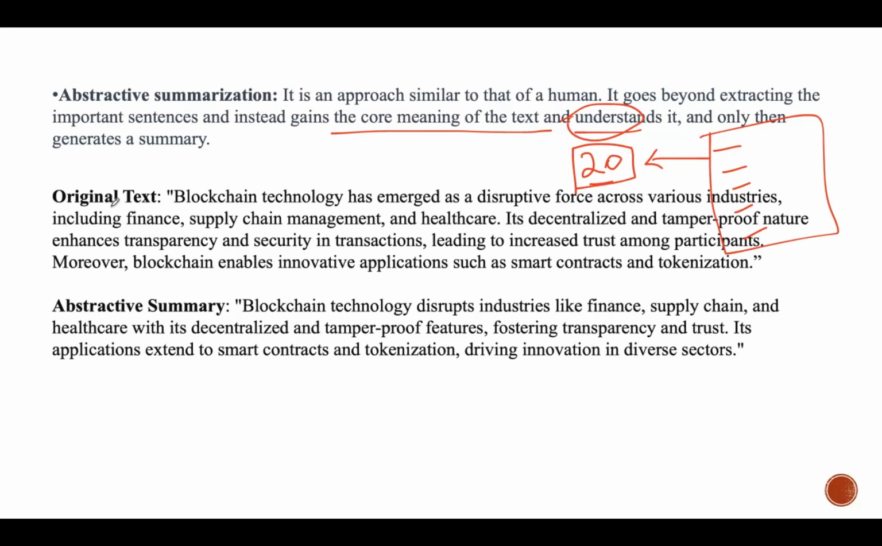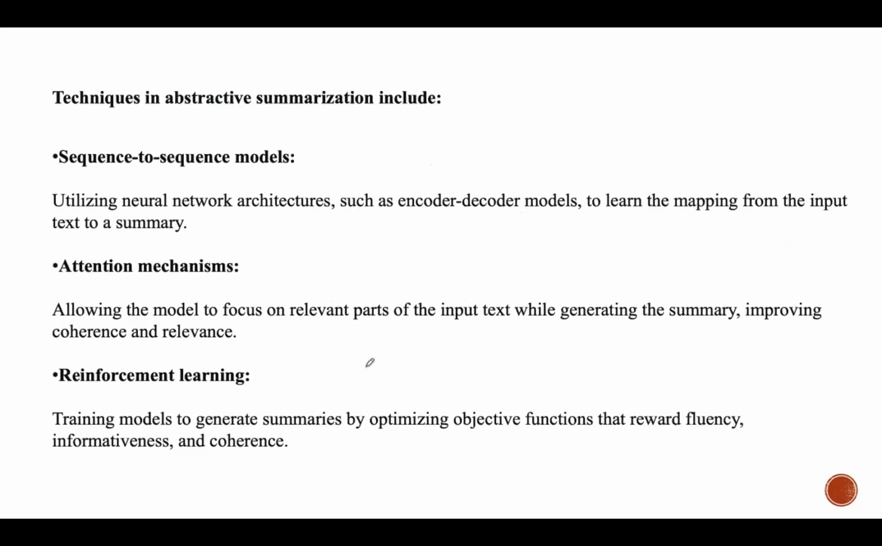So this is the original text and this is the abstractive summary. So there won't be any similarity in the sentences, because here first analyzing the sentences takes place, and then after understanding the meaning of that, the summary will be generated on its own. Then techniques in abstractive summarization include, first one is sequence to sequence models.